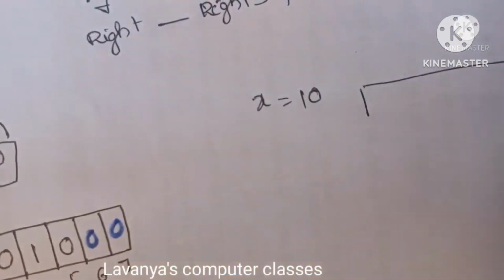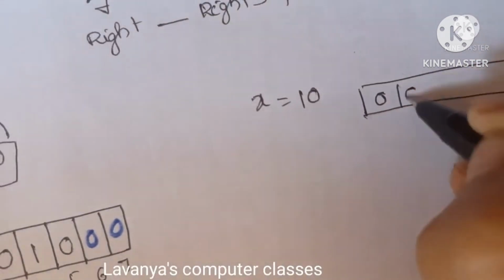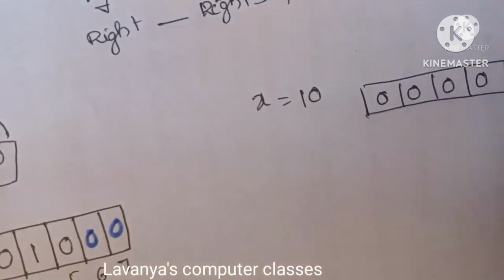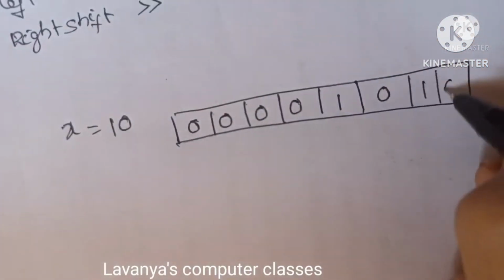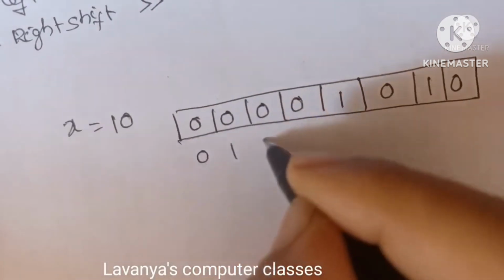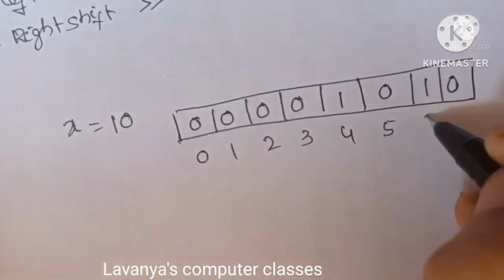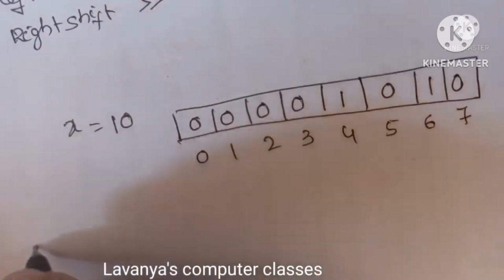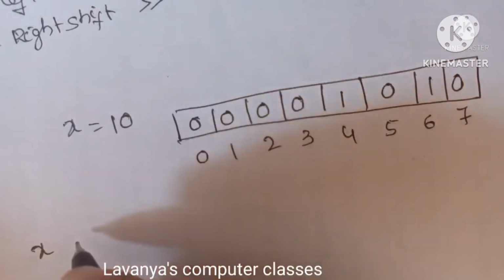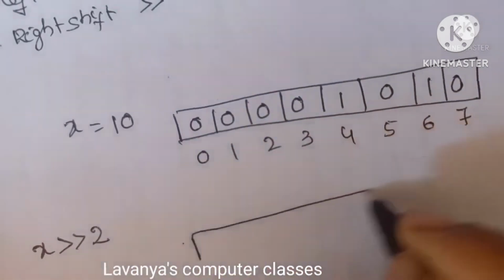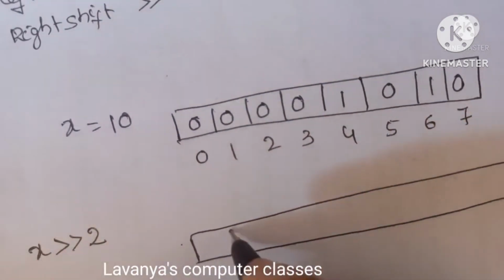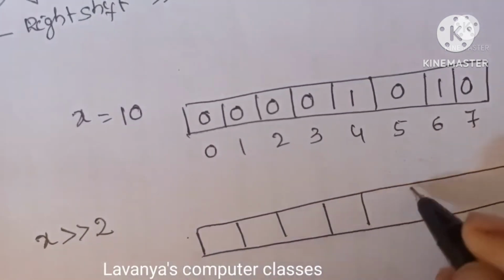Now we'll go for the right shift operator. Same number I will take. X value is 10. The binary value of 10 is 1010. But I will take it as 8 bit positions. So the first 4 are filled with zeros, next 1010. The positions are 0, 1, 2, 3, 4, 5, 6, 7, totally 8 bits. X greater than 2 means I want to shift two places to the right-hand side. If we give x greater than 3, we have to shift 3 places.